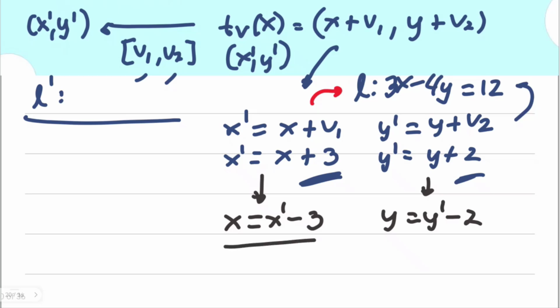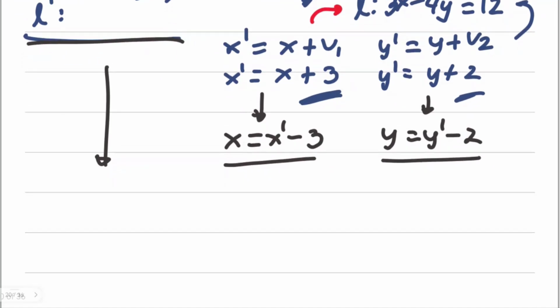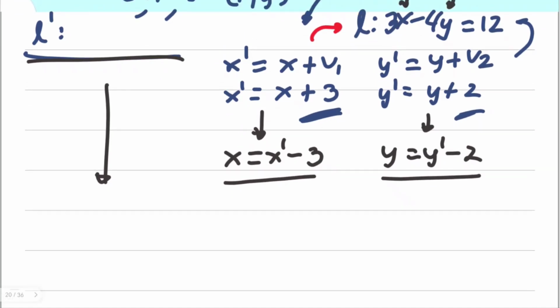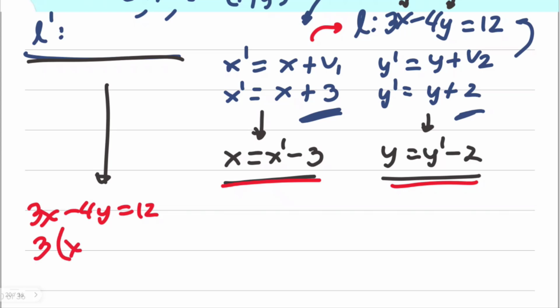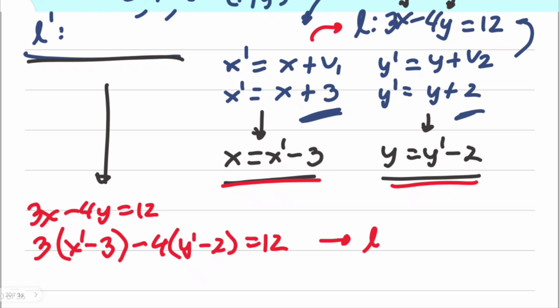So when we use these representations for our x and y, we could come up with our equation, which is actually L prime. So let us have it here. What will happen is instead of 3x minus 4y equals 12, using these components, you have 3 times (x prime minus 3) minus 4 times (y prime minus 2) is equal to 12. The result of this would correspond to your equation of a line L prime.